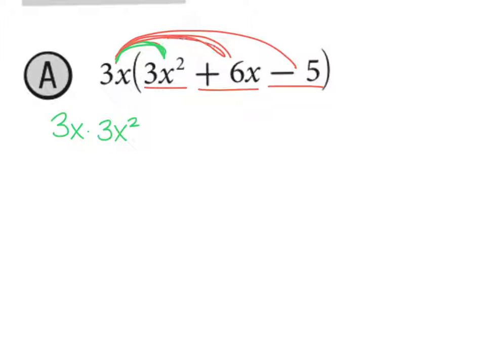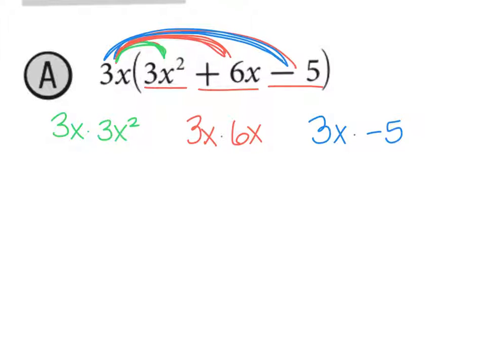My second multiplication problem that I see is going to be 3x times 6x. And my last multiplication problem that I've got here is 3x times negative 5. So now notice that's just me writing out the distributive property. And I'm going to go back and just try to count up and see what I have in each piece. So if I look just at this green part, I have 3 times 3, which is 9. And then I have 1 x here and 2 right there, which is going to give me x to the third.